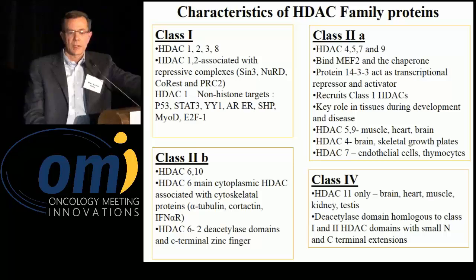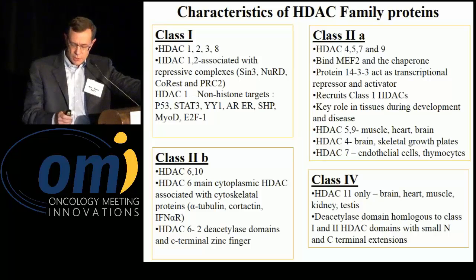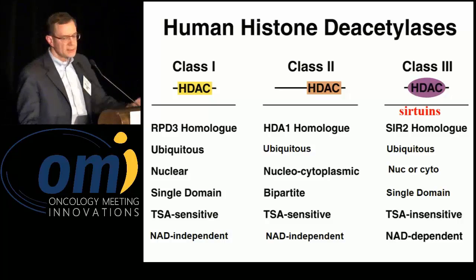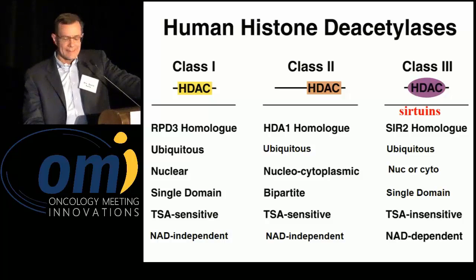Class 2 is divided into 2, A and B, which have different effects. The main one of great interest is HDAC 6, which is associated with the cytoskeleton proteins, including alpha tubulins. Class 4 only has one HDAC, HDAC 11. Not too much is known about that. And class 3 is the lone class. It is NAD dependent. It's the sirtuins.